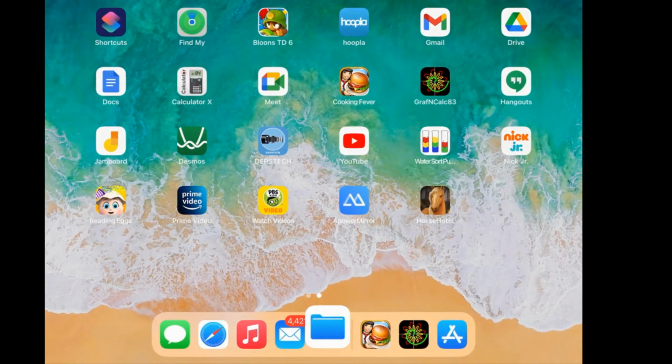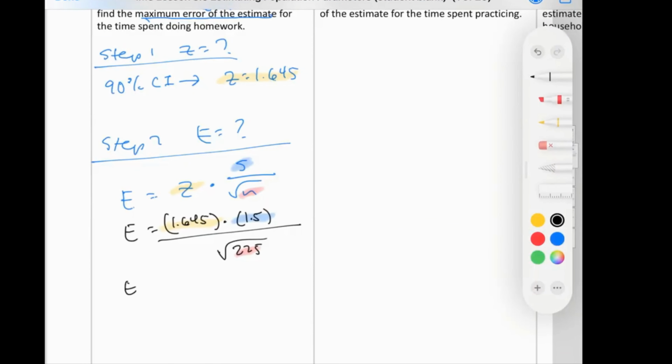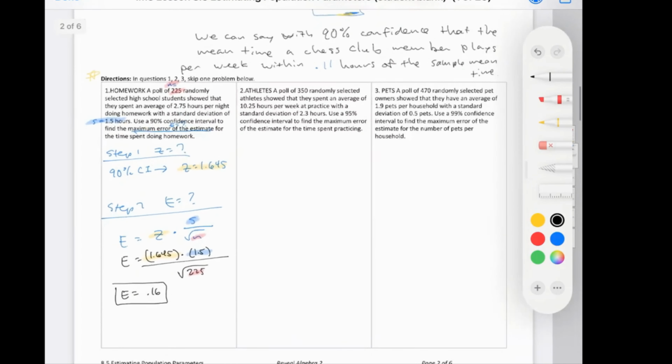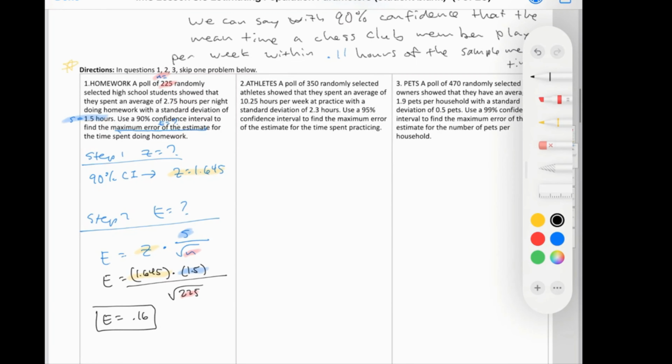Now, it doesn't tell us how to round, but in the previous problem, we rounded to the nearest hundredth, so I'll just say 0.16. E equals 0.16. And this sentence helps you understand what is happening. So let's just copy that sentence.